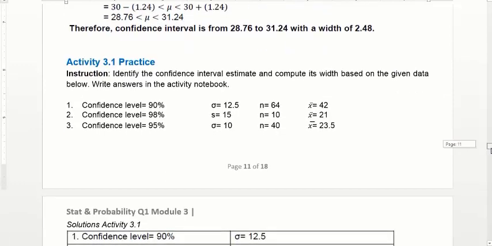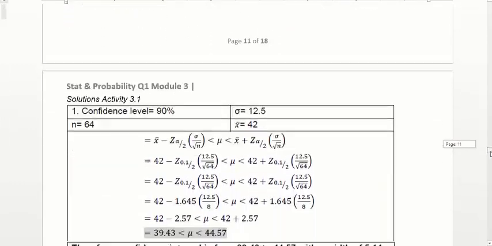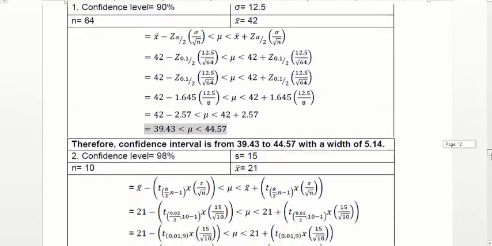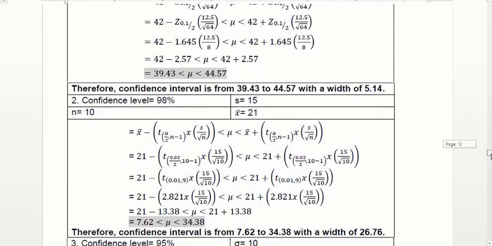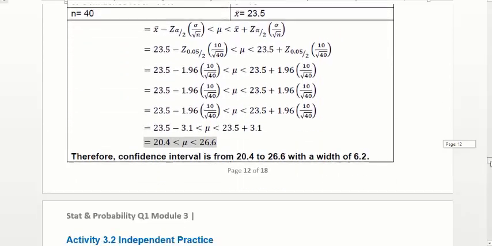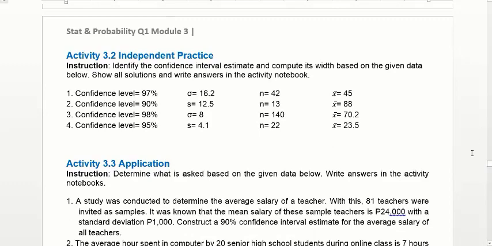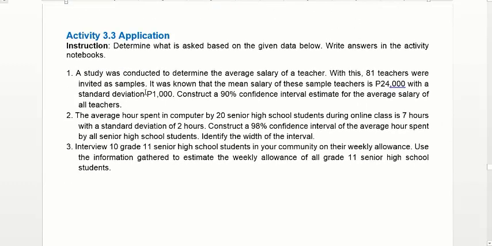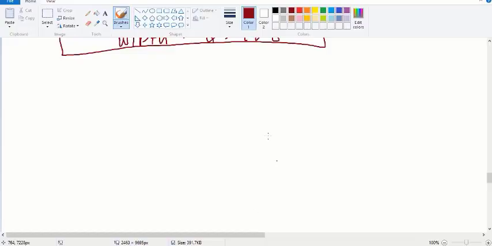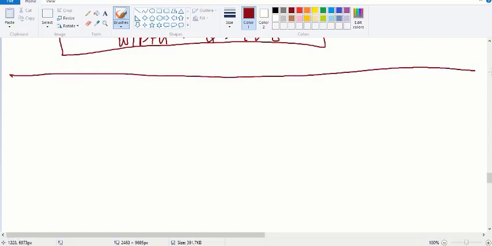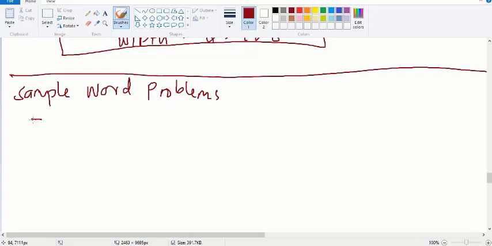So, there is practice there. I hope you can practice. There is also a solution. Maybe the solution is wrong, please check, but you would not know unless you solve it. Okay? There are also applications, worded problems. Let's try to solve worded problems then. As an example, let's try some sample word problems. So, we have number one.